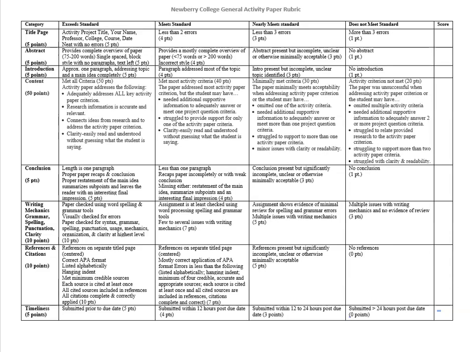So when you look at the rubric up here at the very top, it says title page, and the title page is worth 5 points. And there you're going to have the activity project title, your name, the professor, the college, the course, the date. And as long as there's no errors and you have all that information there and it's centered with a running head, then you're going to get the full 5 points. You can see here it says meets standard with less than 2 errors, you get 4 points. Nearly meets the standard, less than 3 errors, you get 3 points. And if it does not meet the standard, it's because you had more than 3 errors.